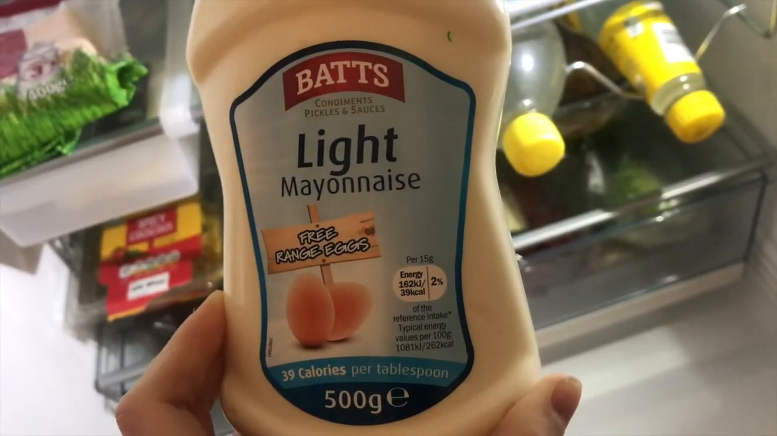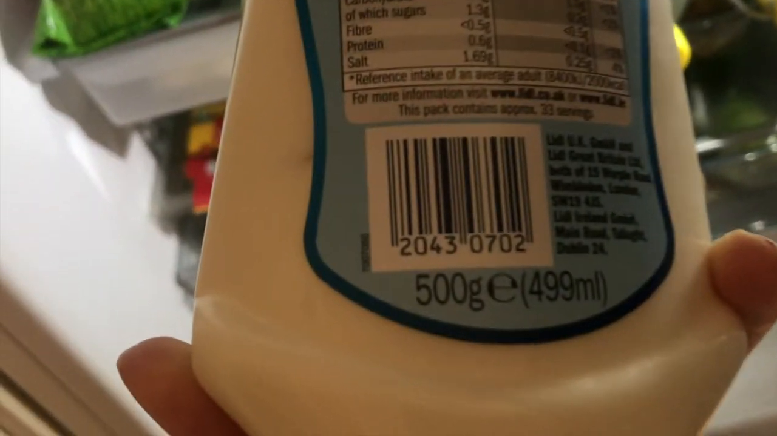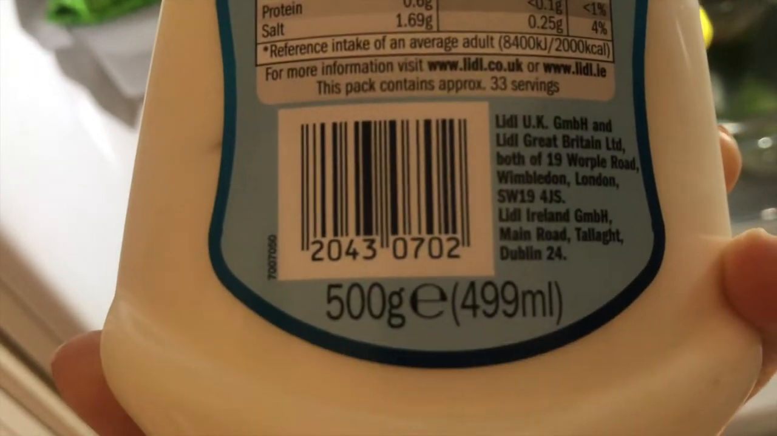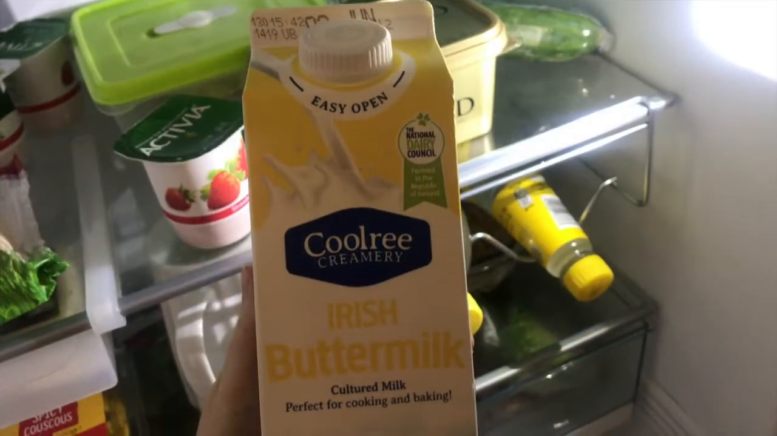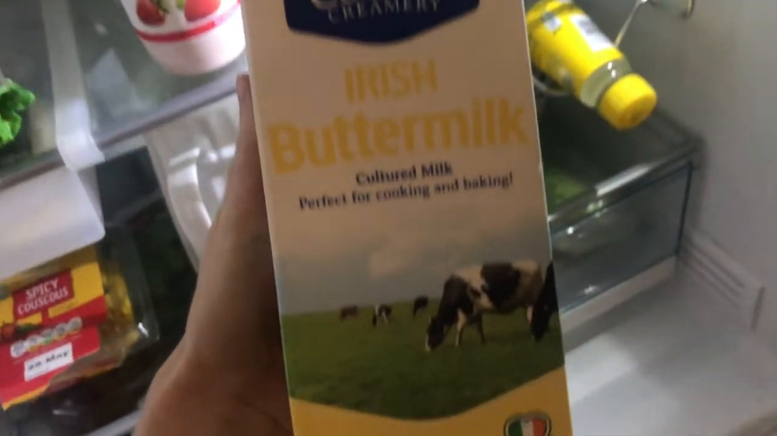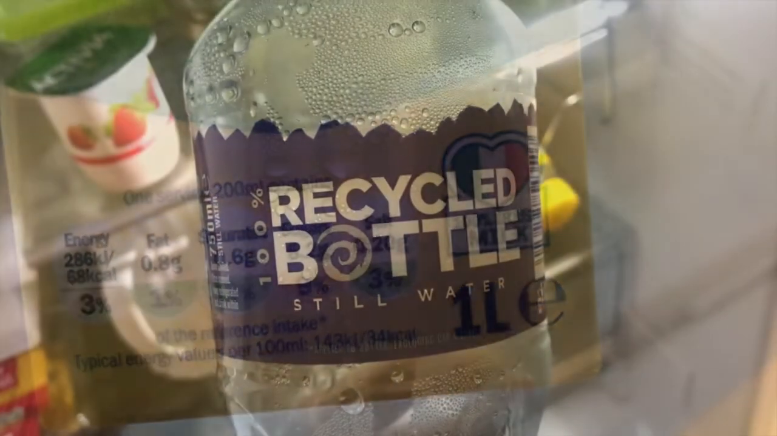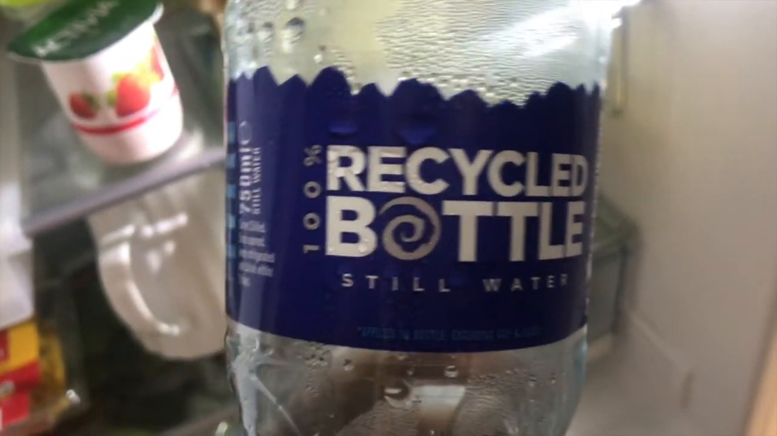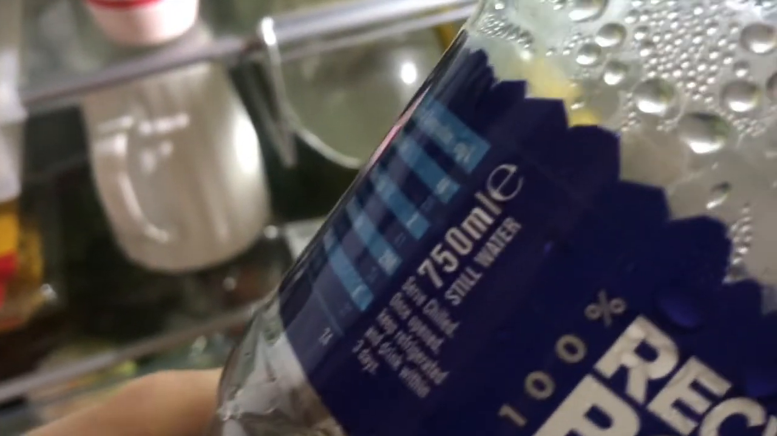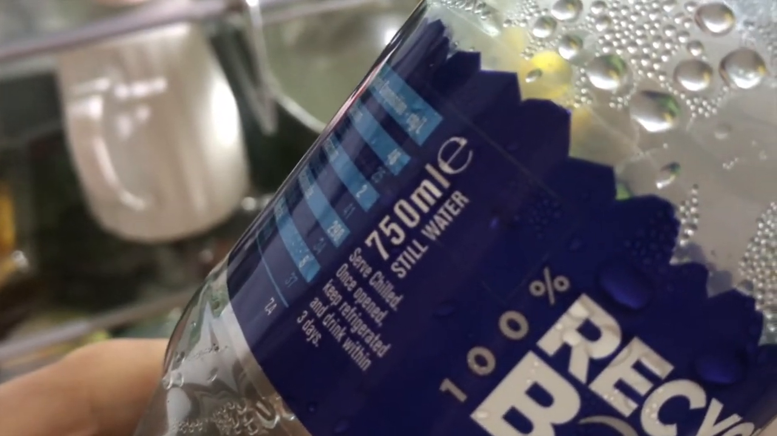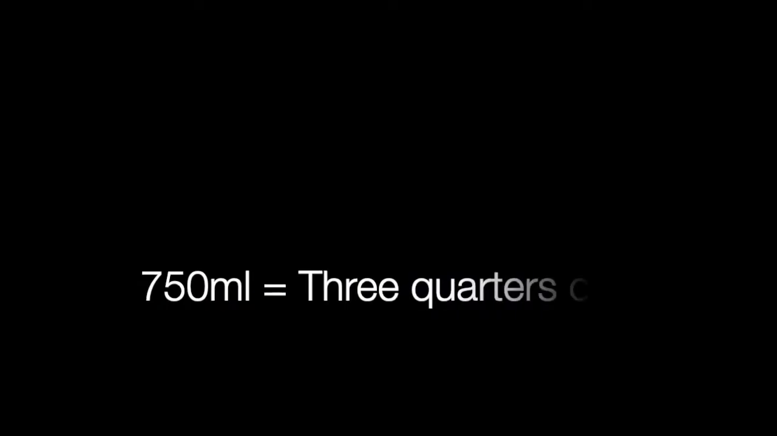I also found a carton of mayonnaise that measured 499 millilitres, which is so close to half a litre, which is 500 millilitres. I found some buttermilk that was 1 litre. And finally, a water bottle that holds up to 750 millilitres. 750 millilitres would be 3/4 of a litre.